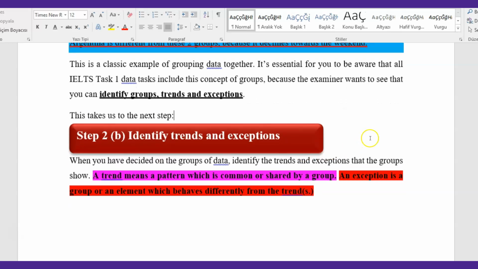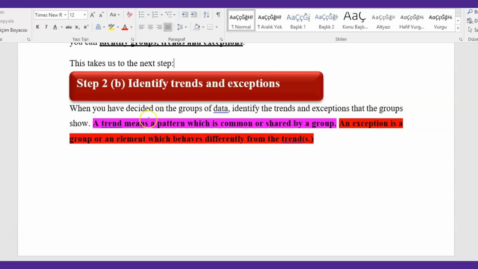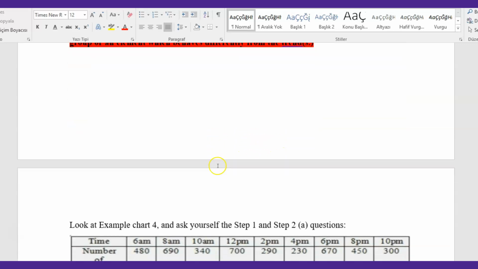It's important. When you have decided on the groups of data, identify the trends and exceptions that the groups show. A trend means a pattern which is common or shared by a group. An exception is a group or an element which behaves differently from the trend. It's far away from the trend, right?